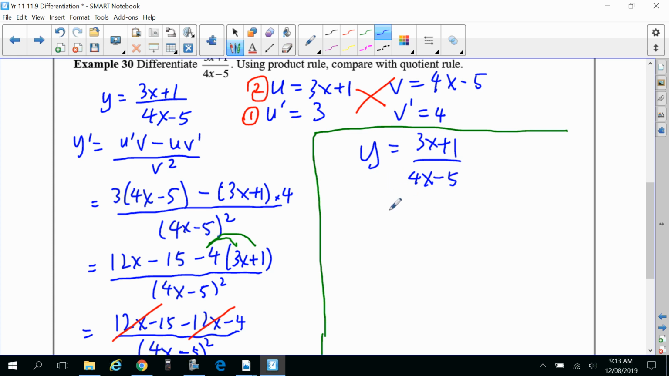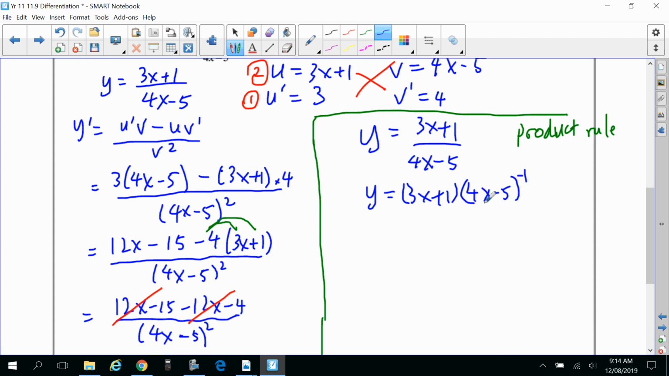Watch this. Let's say we're going to use the product rule. You don't have to do that, but now I want you to see it before your own eyes. It's actually ineffective. It makes things slow, and it can lead to careless mistakes. And that's the last thing we want, careless mistakes in the exam. So you're going to write it as 3x plus 1, and then you got this.